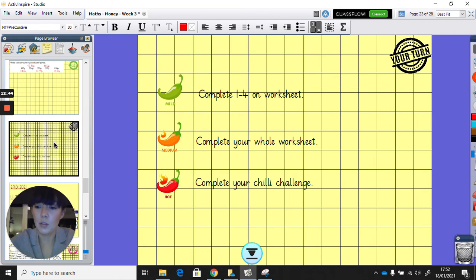So it's now your turn to complete your worksheet. I would like a grown-up to take a picture of your worksheet and put it on Class Dojo so we can mark it. If you want to do the mild challenge, you need to complete the first part of the worksheet, which is questions 1 to 4. Pushing yourself, you will be completing your whole worksheet, and your hot challenge will be on Dojo for you to complete if you want to do the hot challenge. Good luck!